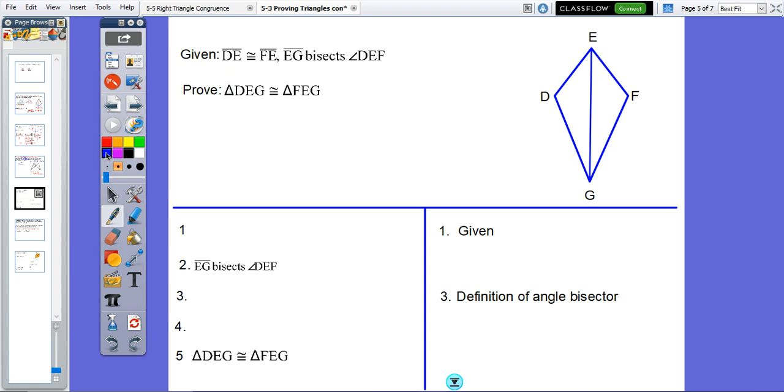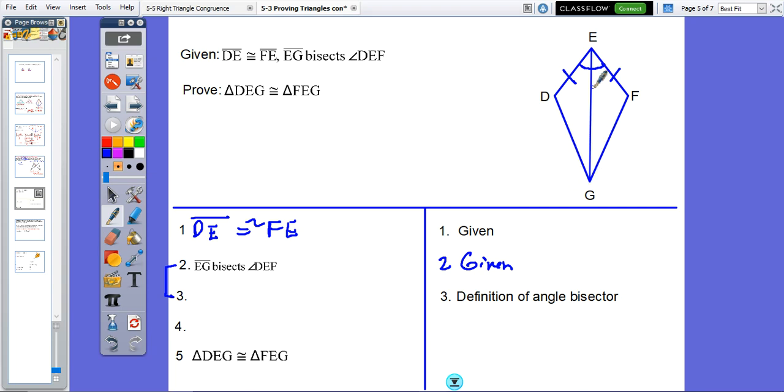They gave us the information that DE and FE are congruent, and EG right here bisects this entire angle right there. So this whole angle got cut in half. All right, so let's write that down. So DE congruent to FE. That's given, and then we know EG bisects angle DEF. That's also given information.